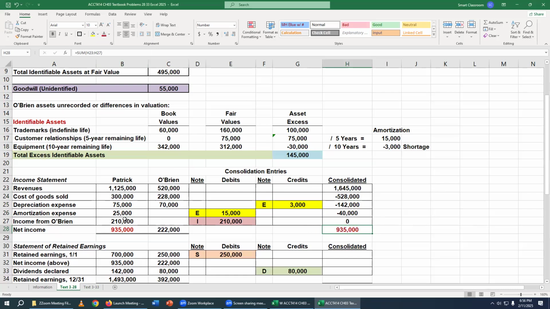And by the way, if you're looking at this, you go, okay, O'Brien had income of 222,000 and we only had 210. Difference of 12,000. That's this, the 12,000. 15,000 minus the 3,000 is 12. So we took out 12,000 net out of that to get the 210. That's why these don't match up. Because the expenses.